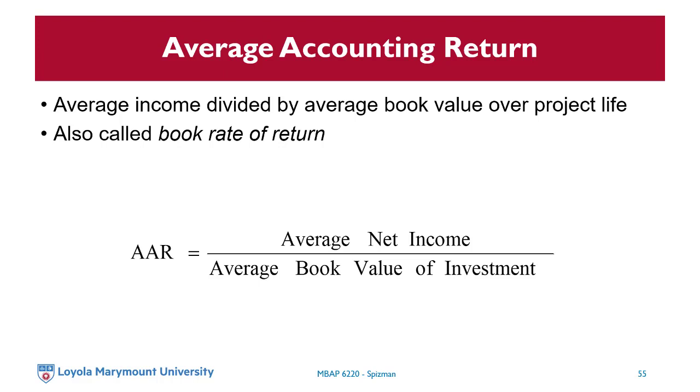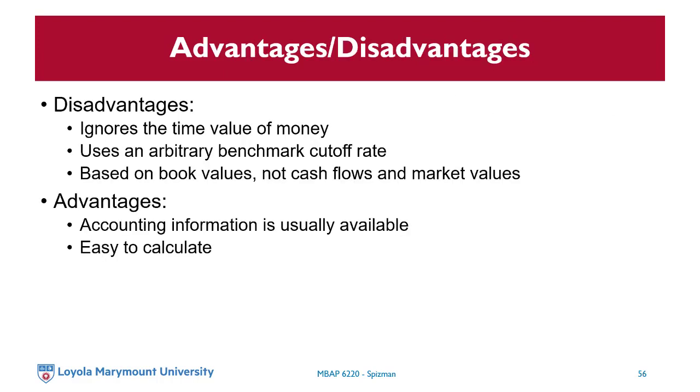And essentially it's the average net income divided by the average book value of the investment over the project life. I'm not going to spend too much time on these. I'm going to go through the advantages and disadvantages just because they're not used that much. And I want to focus really on payback, IRR, and NPV.